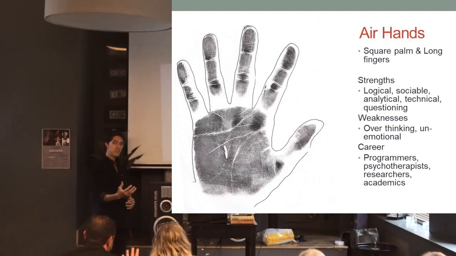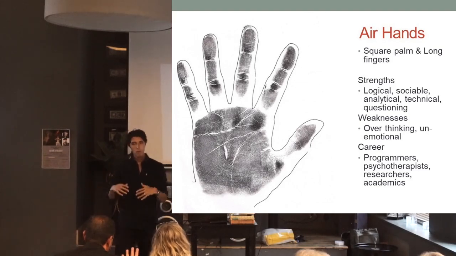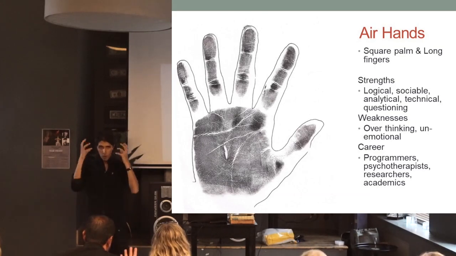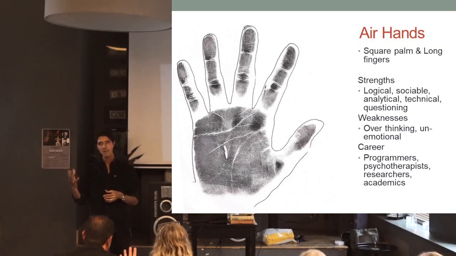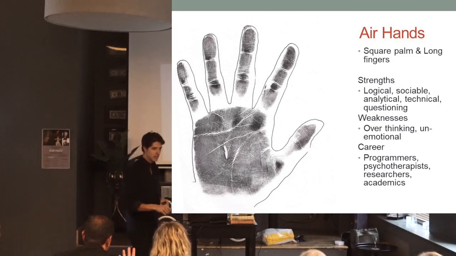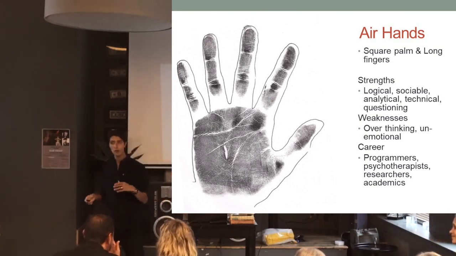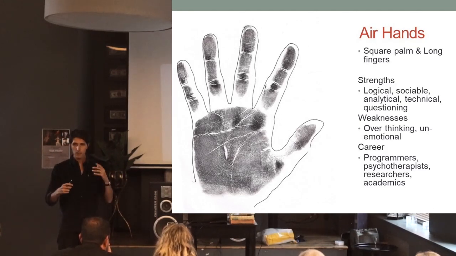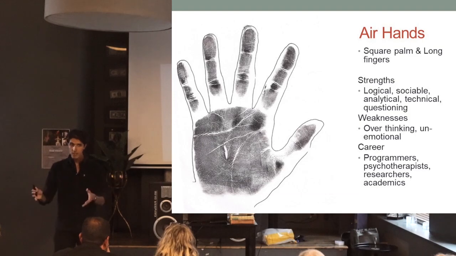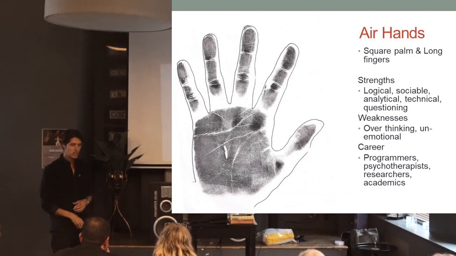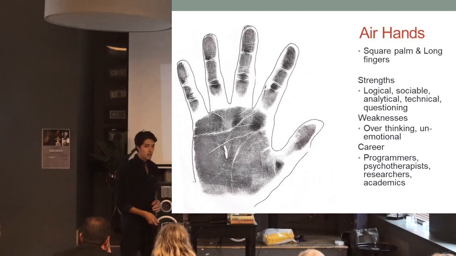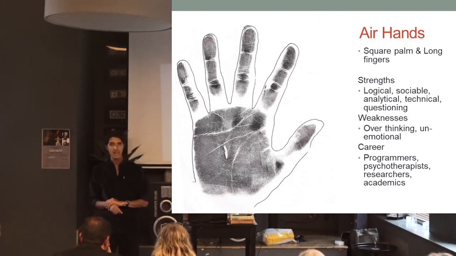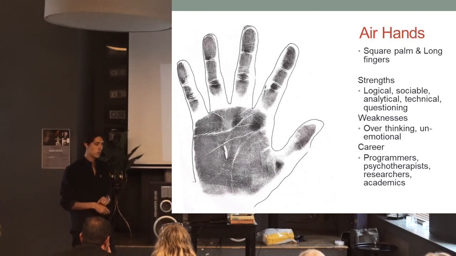So air hands are dominated by thinking, by logic, by analysis. And they always, always work within professions which require this. They're the most technical hands, and they're forever thinking. They can be always overthinking. And that would be the weakness. So, of course, if I'm seeing an air hand, I'm going to check and make sure that they're not overthinking. They've got something that's stimulating their mind. Things are relatively in order because they're going to be more prone to a little bit of stress, and they must have mental stimulation. Careers I've got here: programmers, psychotherapists, researchers, academics, basically anything technical you would look for in air hands.